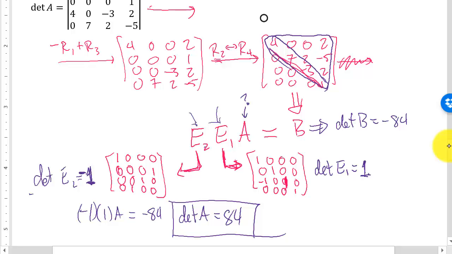Okay, so that's how the multiplicative property can be useful, is that we can write our matrix in row echelon form, and then take into account all the other elementary matrices that we need to consider so that we can find the determinant of our original matrix. All right, so that's really the highlight of section 3.2.